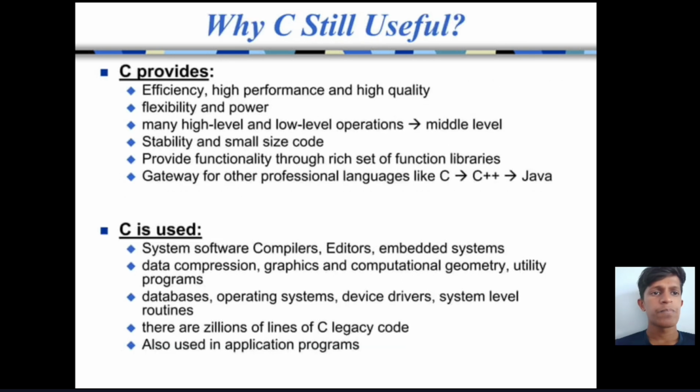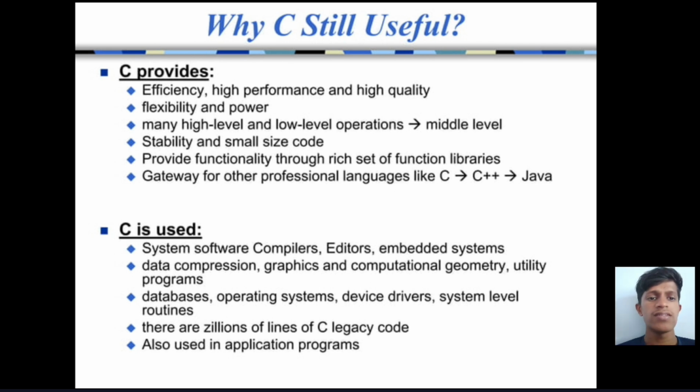Next, why we should use C and how it is useful. First, C provides us with efficiency, high performance and high quality. Next, flexibility and power. Also, many high level and low level operations with stability and small code size, and it provides functionality through a rich set of function libraries, and is also a gateway to other professional languages like C++ and Java.